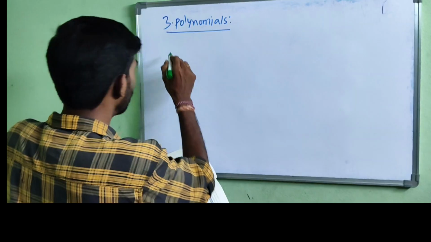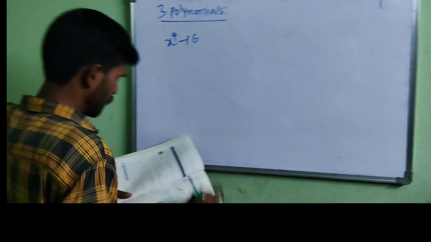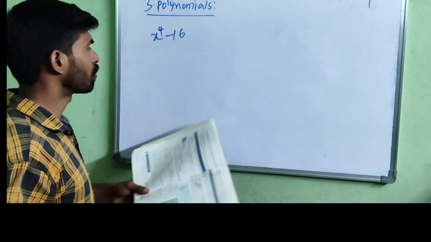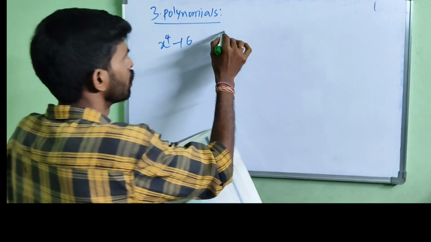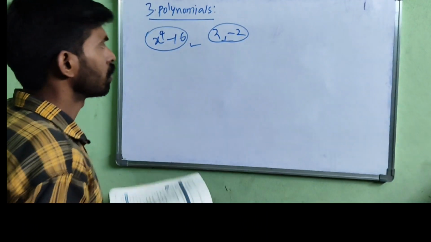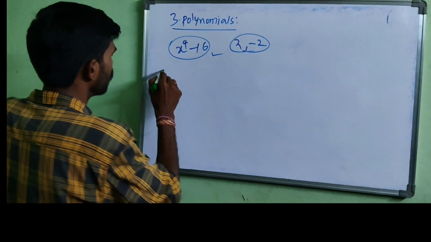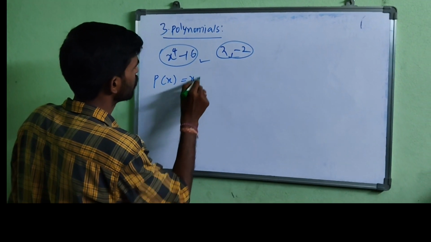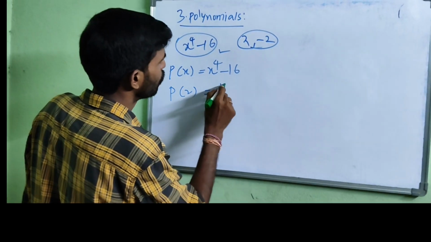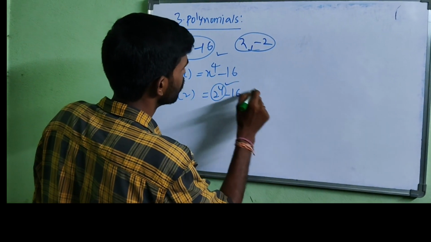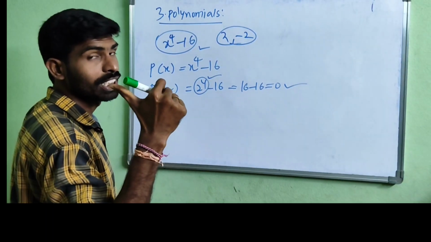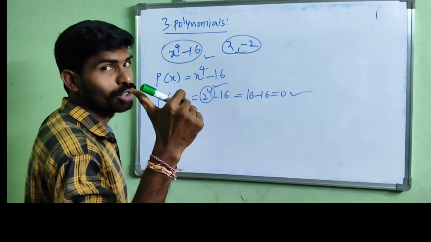Now one polynomial is there, that is x power 4 minus 16. The examiner is asking to check whether minus 2 and 2 are the zeros of the polynomial x power 4 minus 16. So we need to check with 2 and minus 2. I am taking p of x as x power 4 minus 16. Here p of 2 we need to check first. 2 power 4 minus 16. 2 power 4 is 16, minus 16 equal to 0. So p of 2 is perfectly a zero of the polynomial.